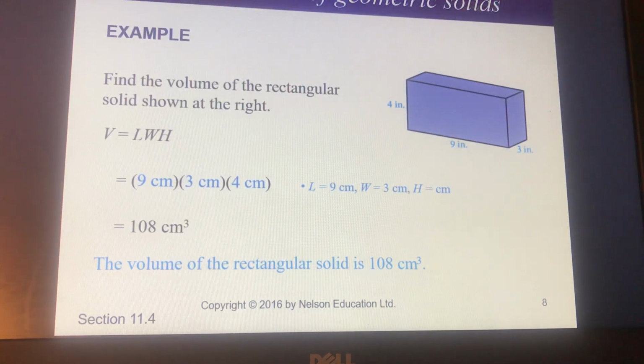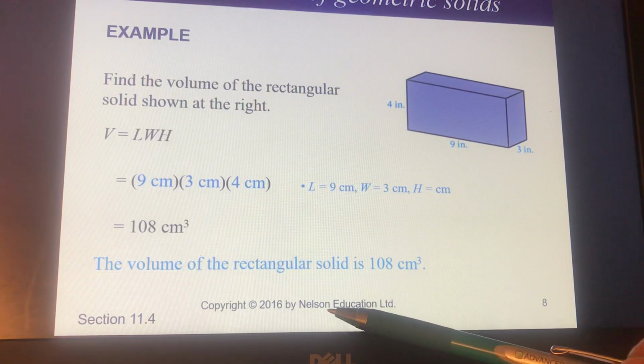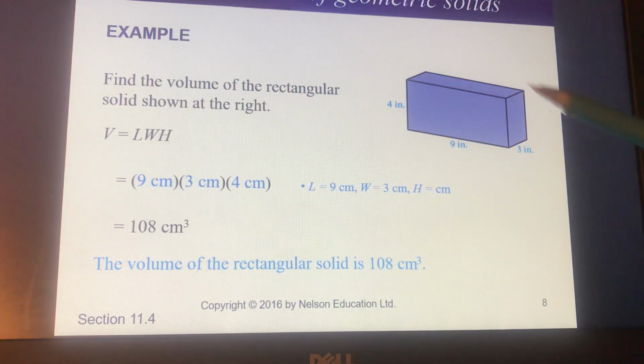These are some mistakes in these PowerPoints that I've got from Nelson. They need to actually change that because this is the Canadian edition. They've changed some of the units and then they've forgotten to change some others. Please forgive them and us. Hopefully we'll get the newer version soon.